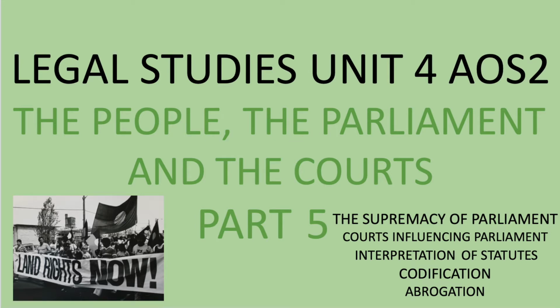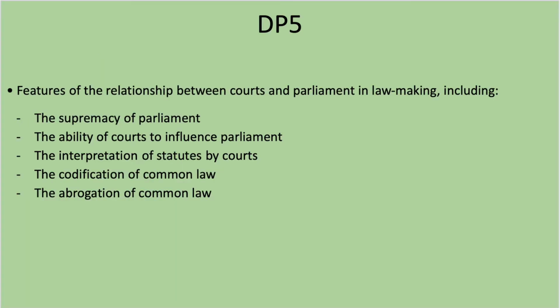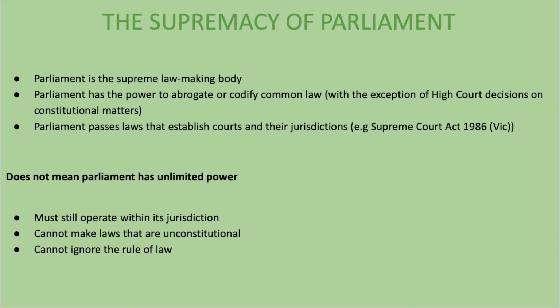Part 5. The focus of today's video is dot point 5, features of the relationship between courts and Parliament in lawmaking, including the supremacy of Parliament, the ability of courts to influence Parliament, the interpretation of statutes by courts, the codification of common law, and the abrogation of common law. Let's begin by looking at the supremacy of Parliament.